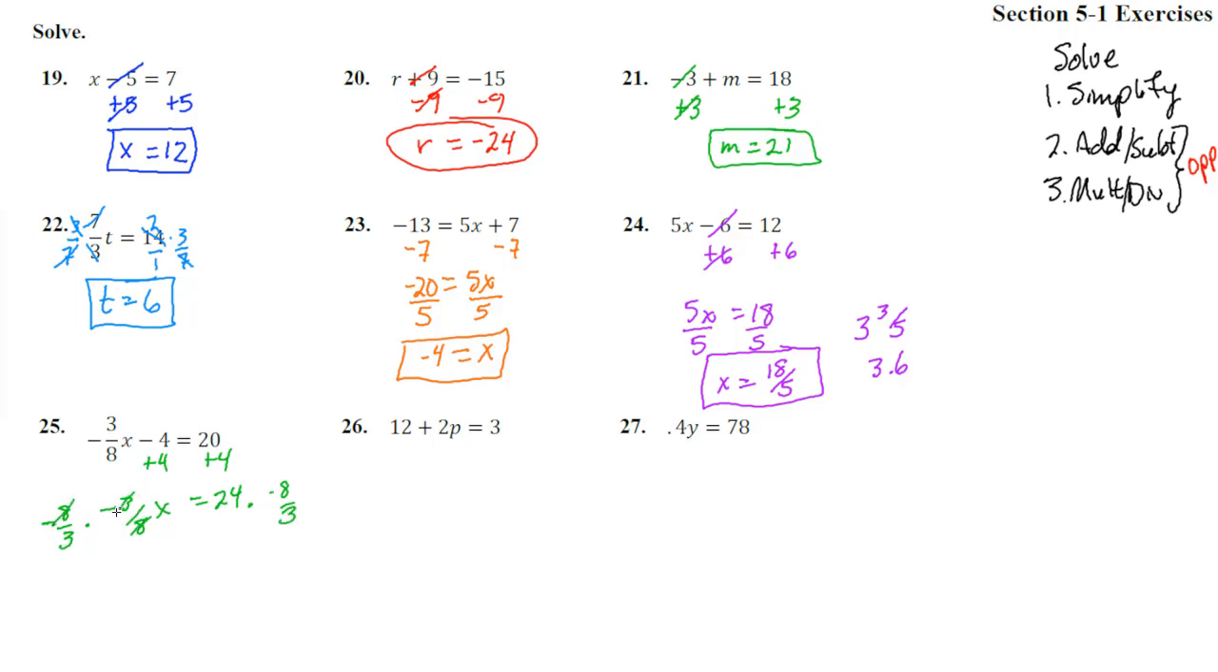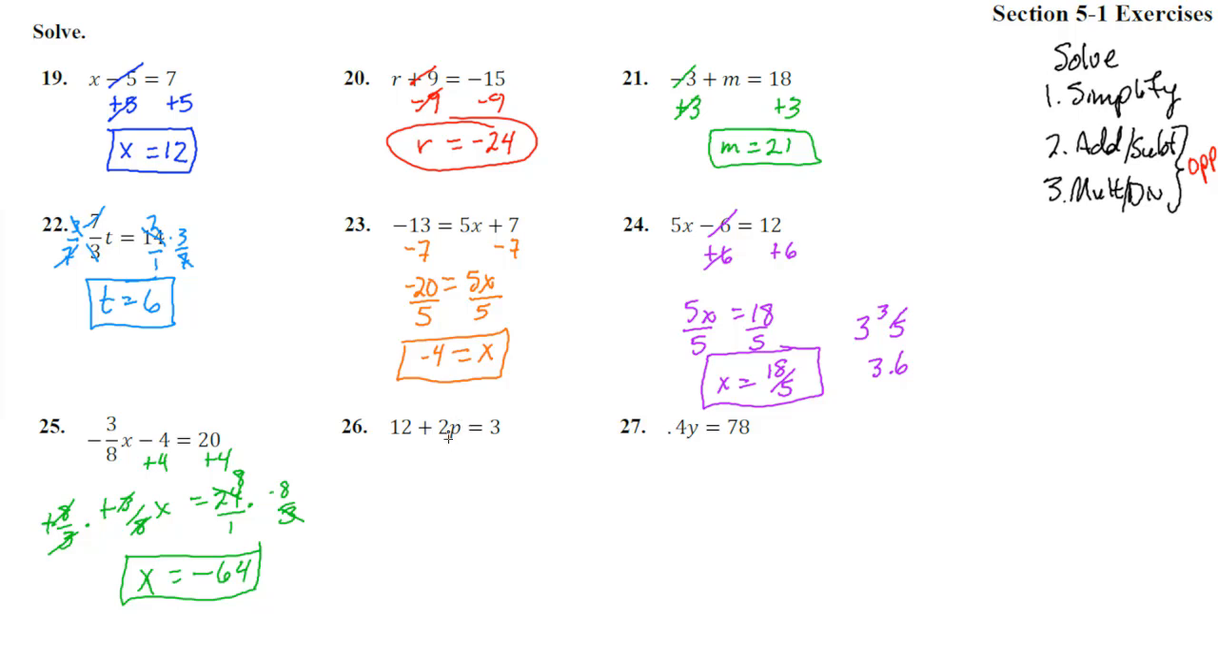8 cancels. 3 cancels. Negative and negative make a positive. Look, we did it. X is by itself. Yeah, that reciprocal is handy stuff. So let me see. 24 divided by 3 is 8. 8 times negative 8 is a negative 64. Great.